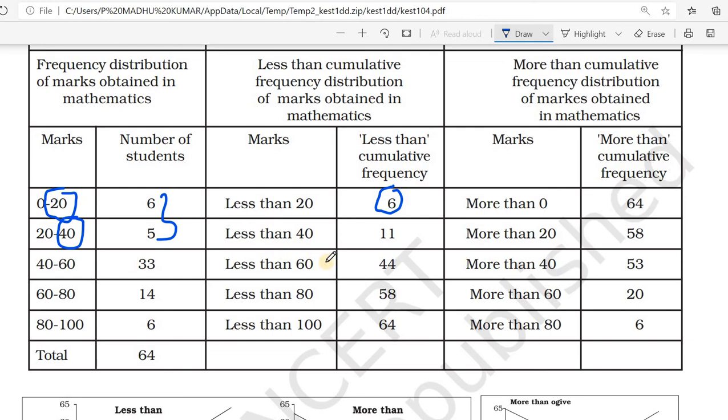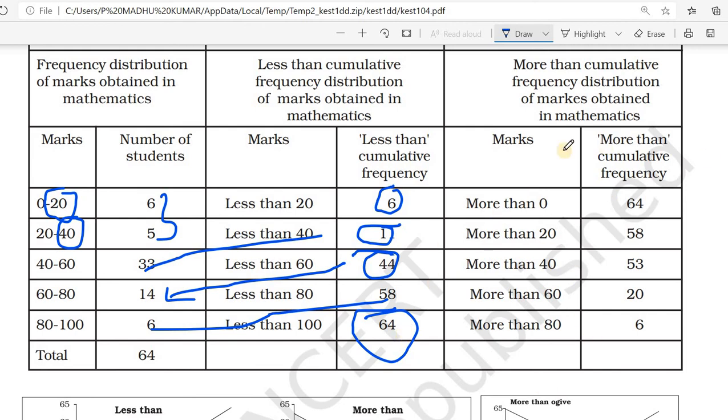Next one, less than 60. Here the value already is 11, and 11 plus 33 is 44. Next one, less than 80, 44 plus 14 is 58. Next one, 58 plus 6 is 64, less than 100. Okay, then we got the less than values.